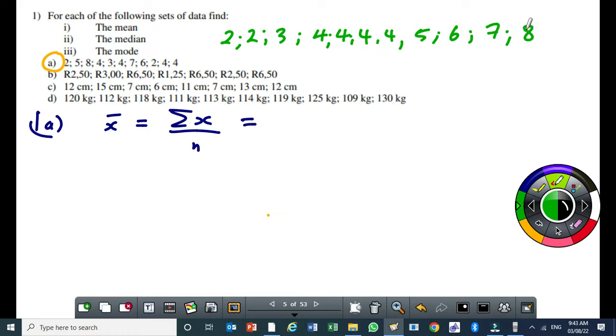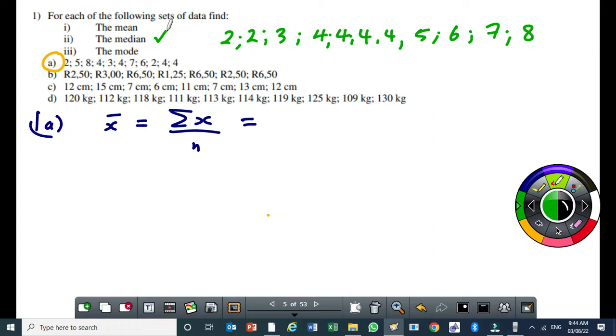Are you following that? Yes. Why am I arranging the data set? Because I want to determine the median. You can't find the median without rearranging the data set. Alright, so let's calculate the mean.